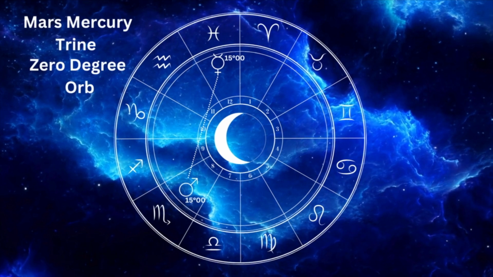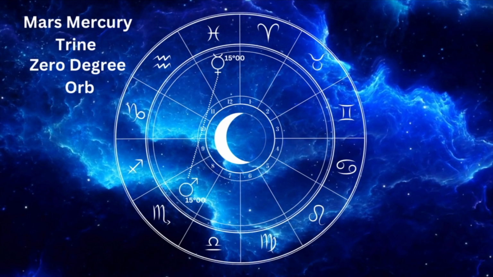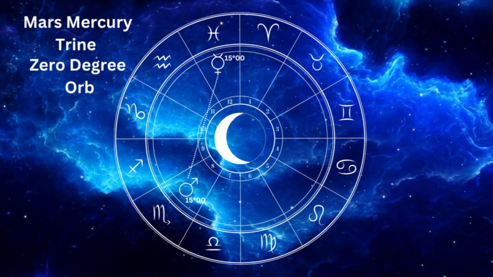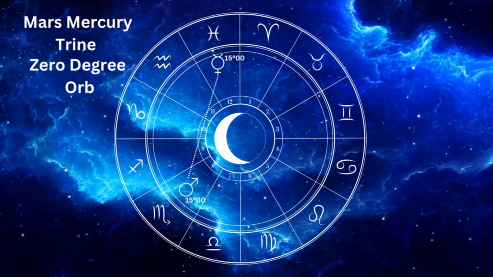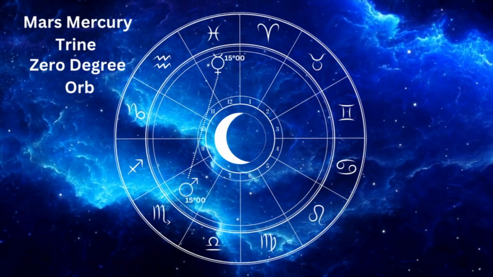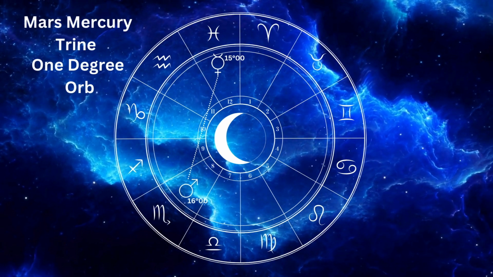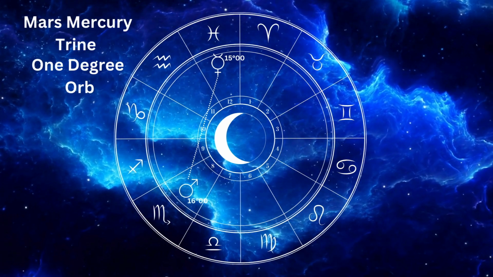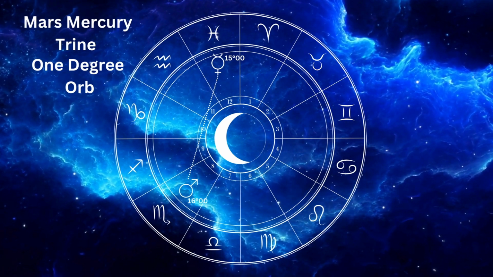Now if you have something at 15 degrees of Pisces and then something else at 15 degrees of Scorpio, that is going to be a zero orb trine because they're both at 15 degrees. Then that gets into minutes, and we're just going to say that they both have the same minutes as well, because otherwise you get into an orb of minutes, which is complicated. I don't want to get into that right here. So if you have something at 15 degrees of Pisces and then something else at 16 degrees of Scorpio, that is going to be a 1 degree orb because it's 1 degree off.